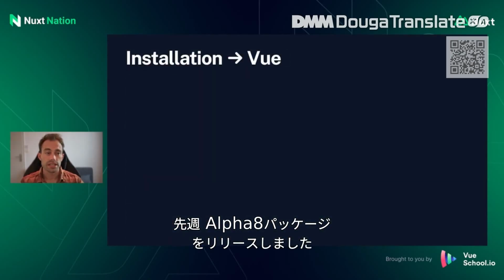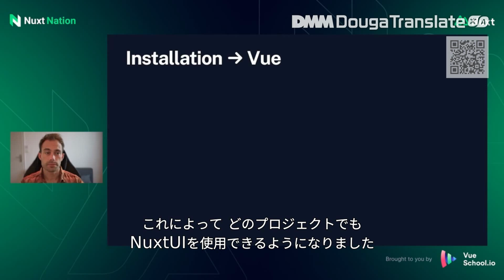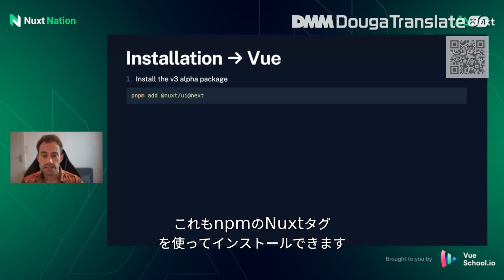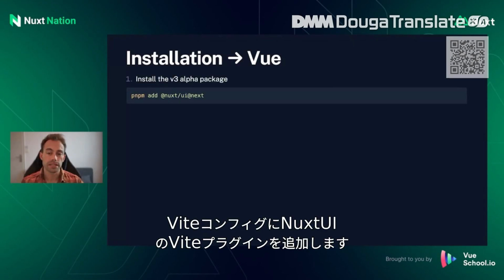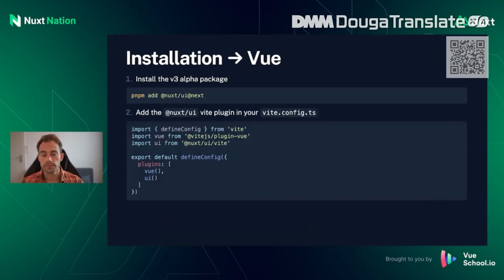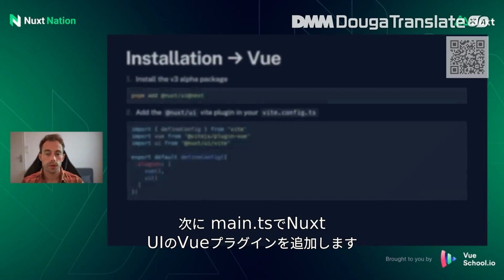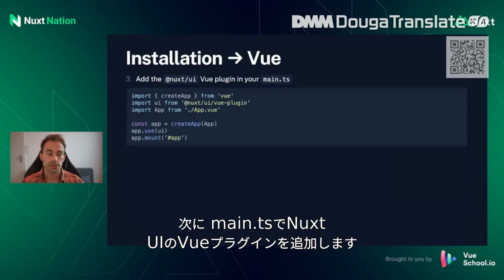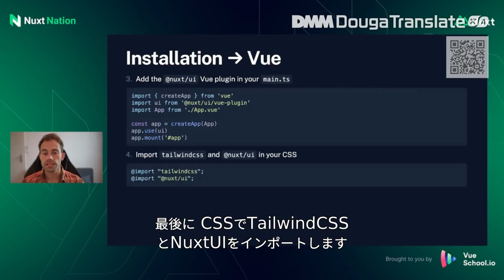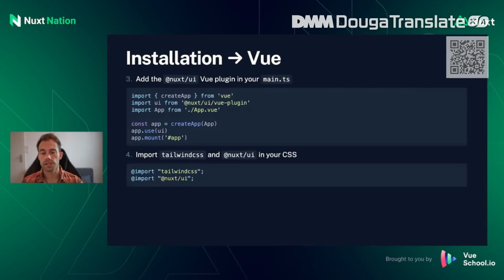Last week, we released the Alpha 8 package, which lets you use Nuxt UI in any Vue project. You can also install it using the npm next tag. You add the Nuxt UI Vite plugin in your Vite config. Then you add the Nuxt UI Vue plugin in your main.ts. And finally, you import Tailwind CSS and Nuxt UI in your CSS.